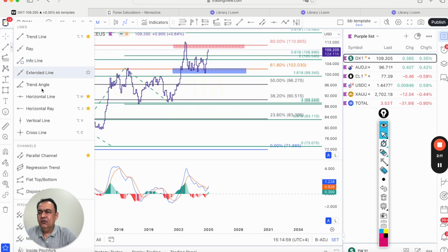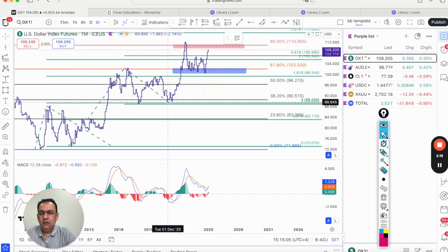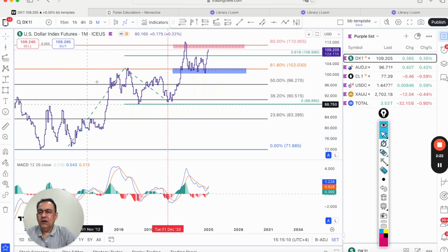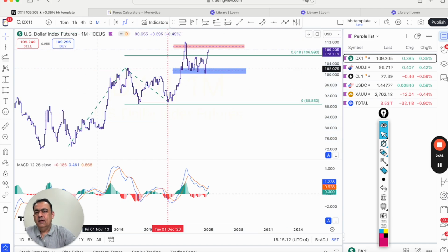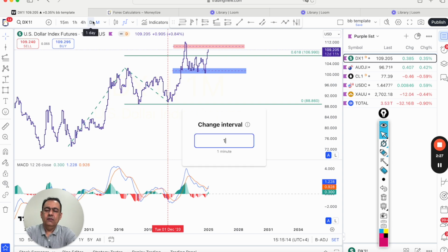Now I'm going to use the vertical line to mark the lowest point to be taken on the next time frame. Let's delete the unwanted lines here and move to weekly now.